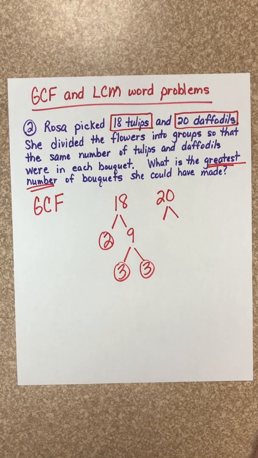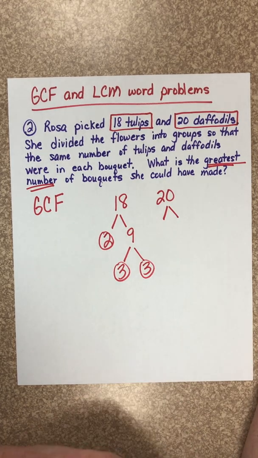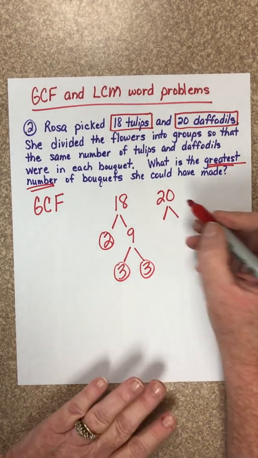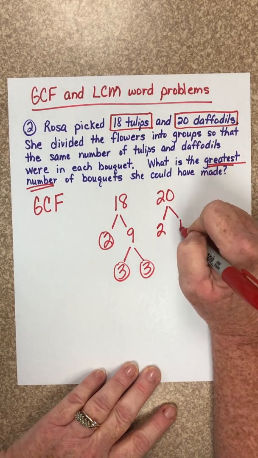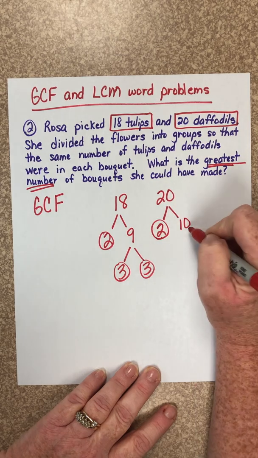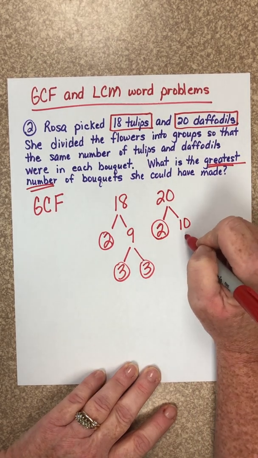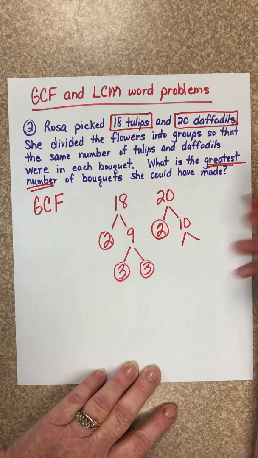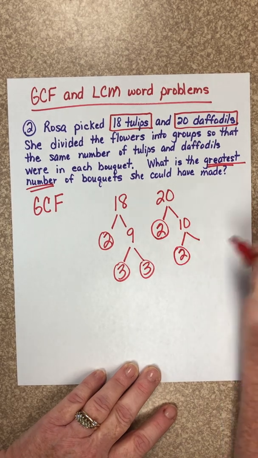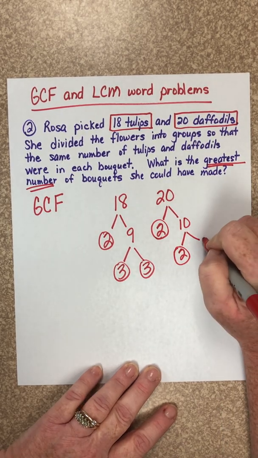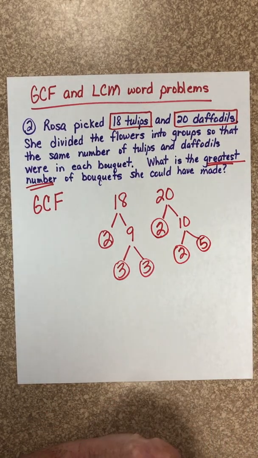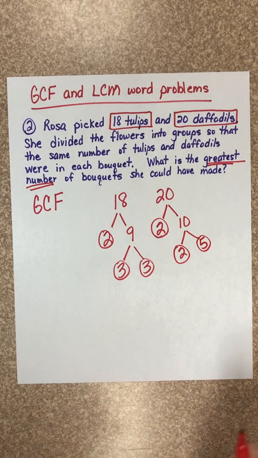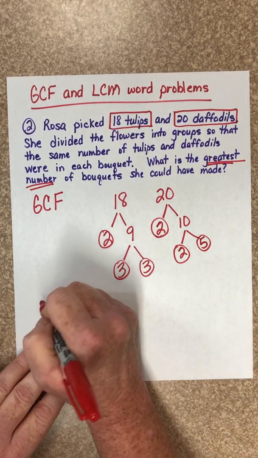And now we know that those 3's are prime. Now let's go to 20. 20 is an even number, so the smallest even prime number is 2. And 2 times what is 20? Well, that's 10. 2 is prime. 10 is not. 10 is even though, so we're going to use our smallest even prime number. That's 2. And 2 times what is 10? Well, that's 5. We know that 2 is prime, so is 5 prime. So now let's find the greatest common factor.